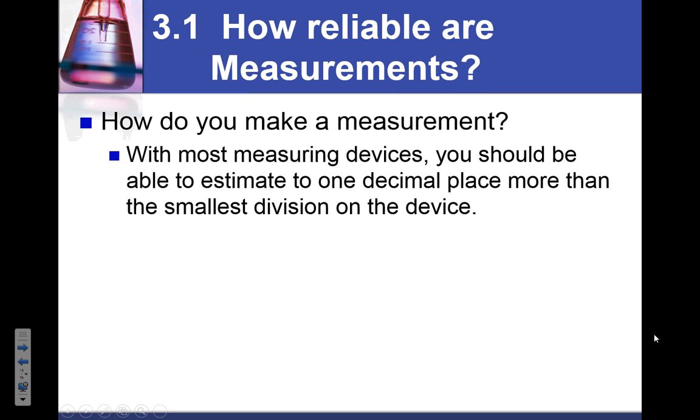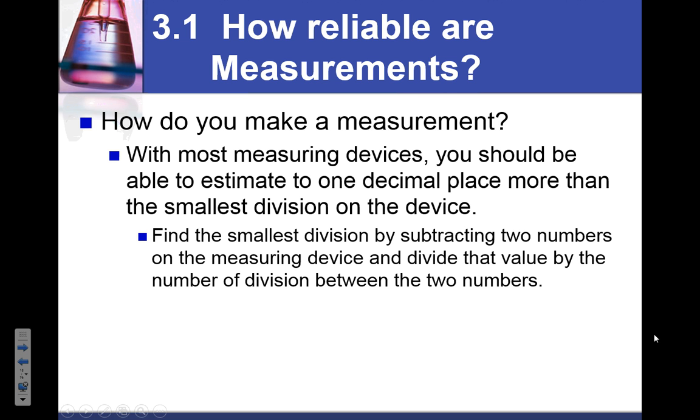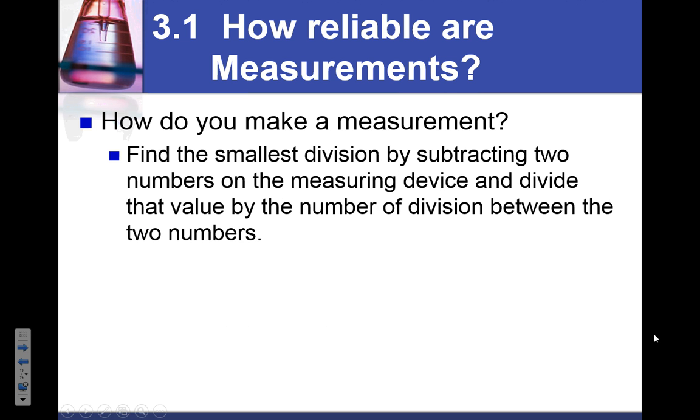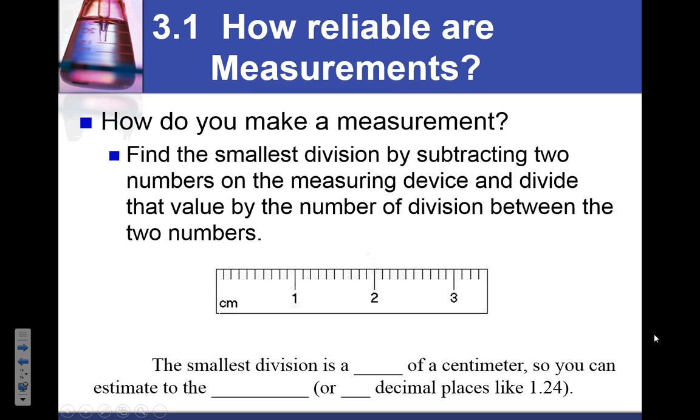So the measurement rule is you should be able to estimate to 1 decimal place more than the smallest division of the device. Now, that's a mouthful, so really what do those words mean? Well, when you pick up a measuring device, the first thing you need to do is look at on that measuring device, what are the smallest divisions within the device? And we're going to then use those smallest divisions to make a more accurate measurement. So let me skip forward here a second. Let's actually look at a ruler.